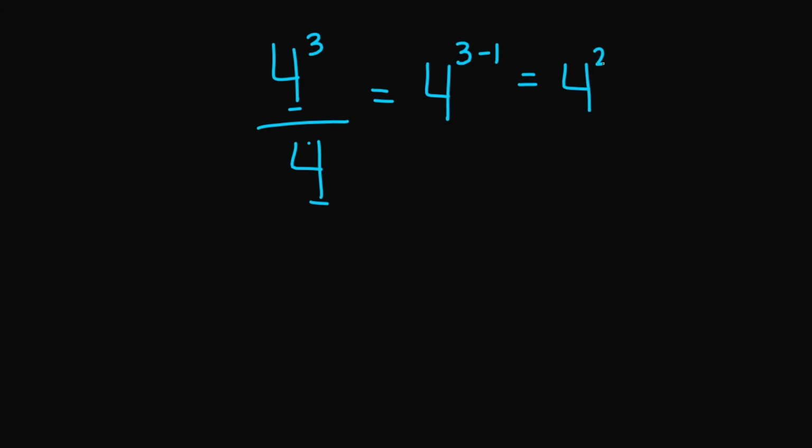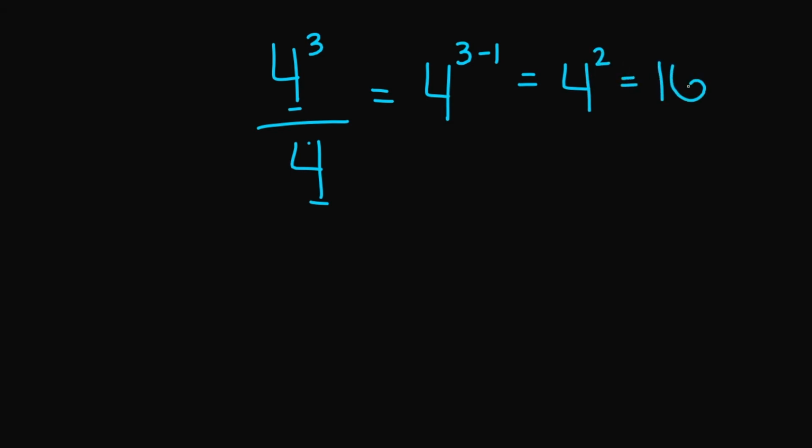What about 4 to the 3rd divided by 4? My bases are the same, so I'm going to subtract my exponent. So this is going to equal 4 to the 3 minus 1. 3 minus 1 is going to give you 2, so you're going to get 4 to the 2nd power, which equals 16.